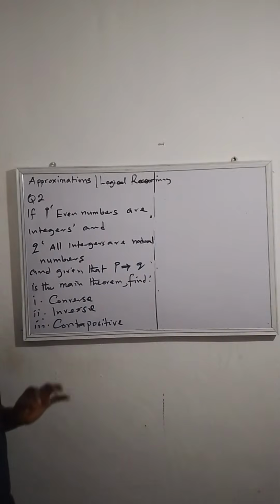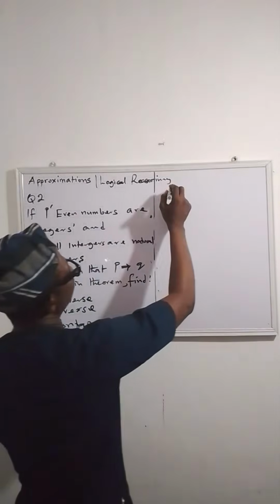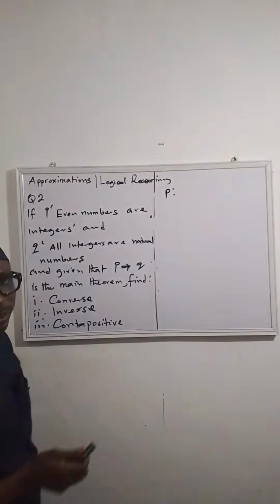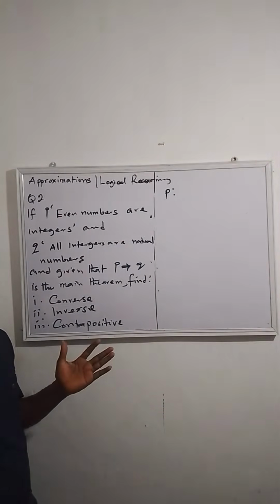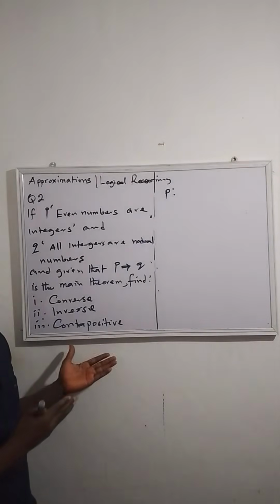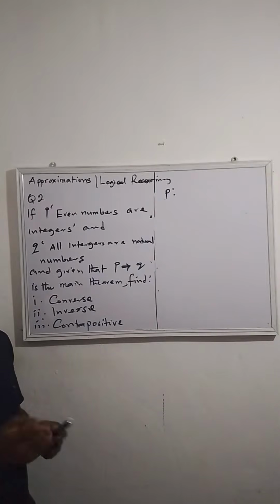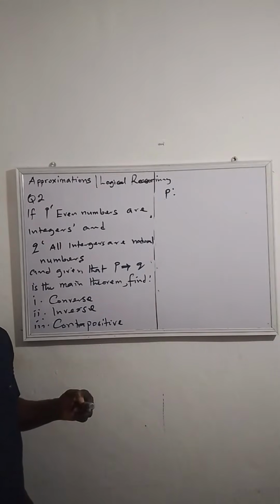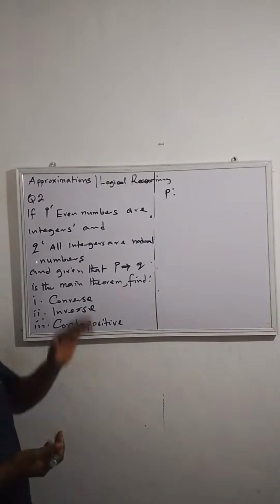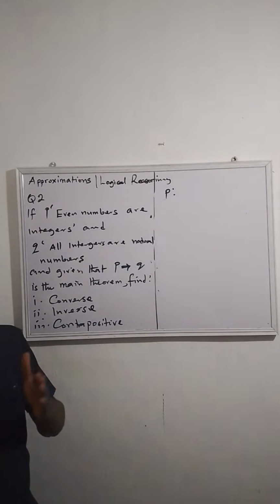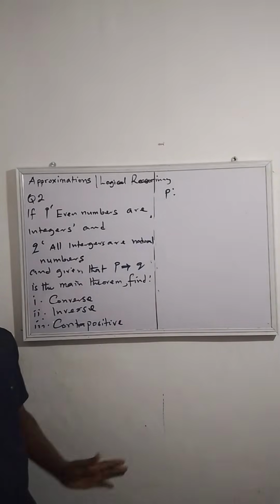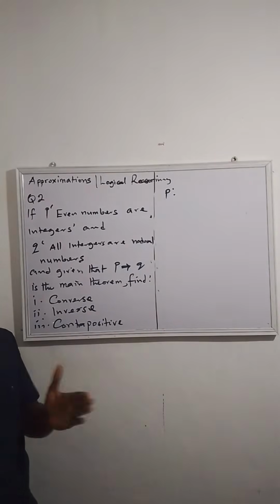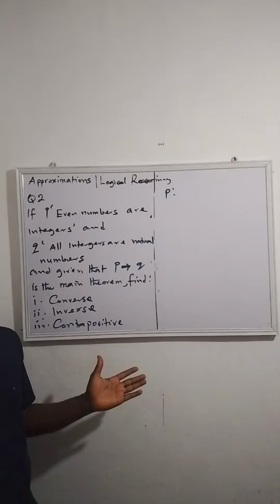Now, P is the statement even numbers are integers. To get the validity of that statement, the first thing is I must know what even numbers are. Even numbers are natural numbers. You know what natural numbers are? Natural numbers are just counting numbers: 1, 2, 3, 4, 5, 6, 7, and so on. They are whole numbers. So even numbers are counting numbers that are divisible by 2. Any natural numbers that are divisible by 2 are called even numbers. Do you understand that? Okay, good.